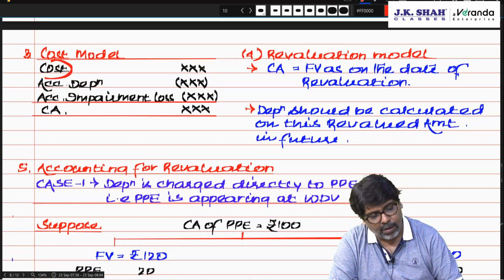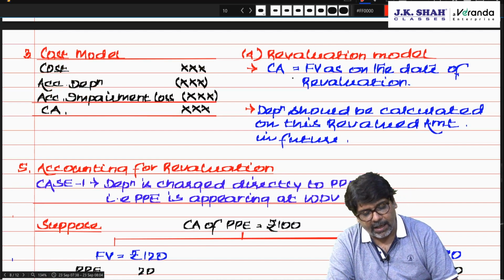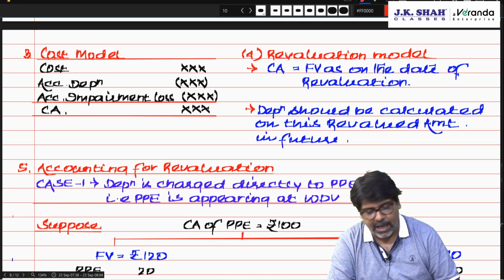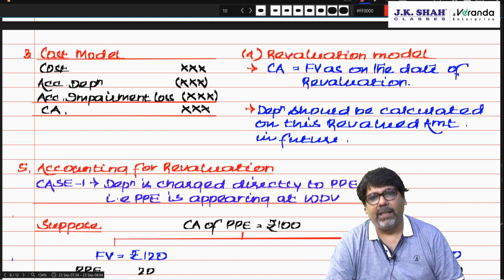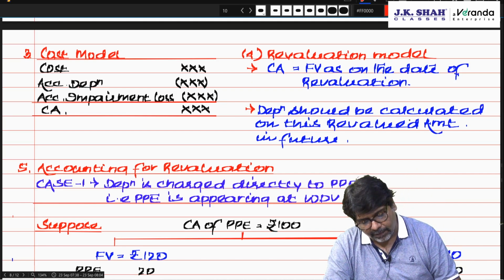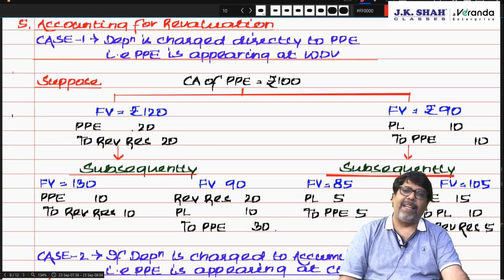Cost model: cost less accumulated depreciation less impairment is equal to carrying amount. Over here, under the revaluation model, the carrying amount will become the fair value of the asset as on the date of revaluation. Depreciation should be calculated on the fair value of the asset, correct? Revalued amount.